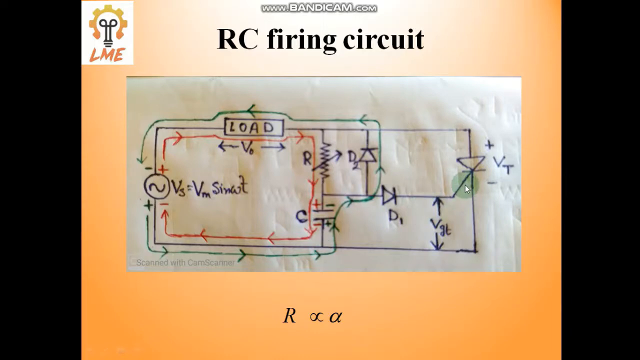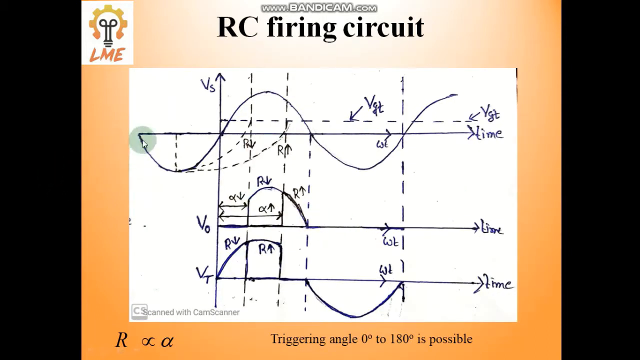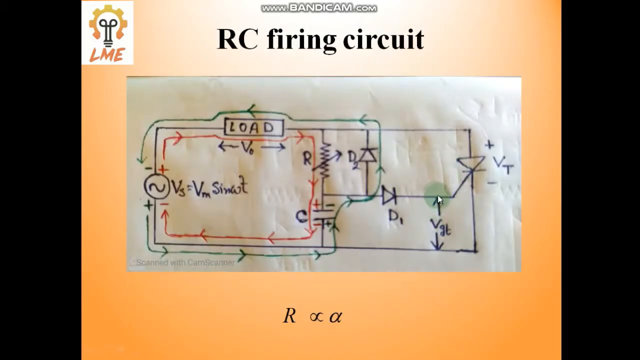If R is less, then what will happen? It changes very fast from green to red. It triggers the SCR very fast, so alpha will be less. So let's check it through the waveform. This is the waveform of the circuit. This is the supply voltage.